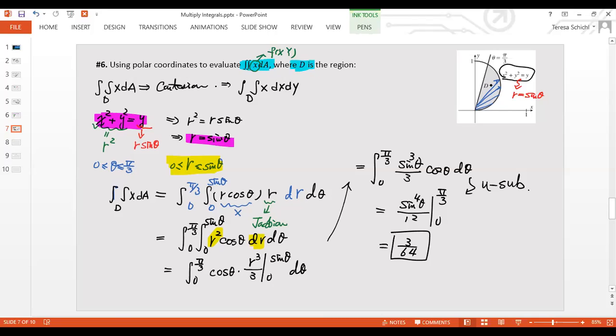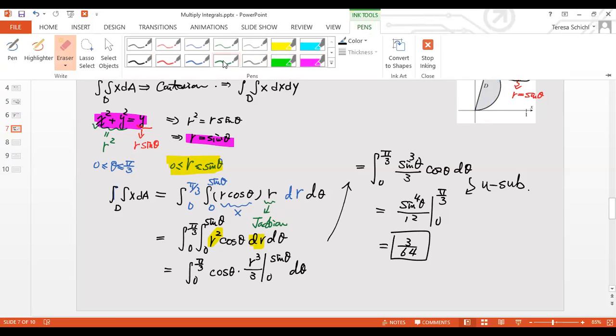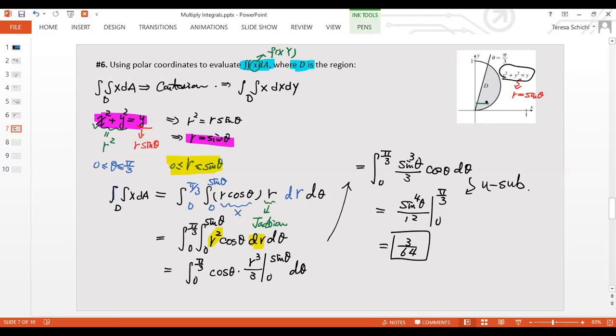Think about it. If you want to use dx dy just from this limit, it's very difficult to do. Of course, you can say, in Cartesian, you can do it this way from x here. You need to figure out this line, and you need to figure out this curve. And probably it's very messy here.